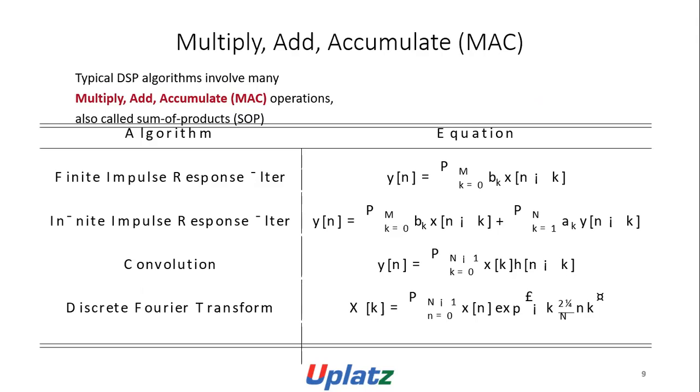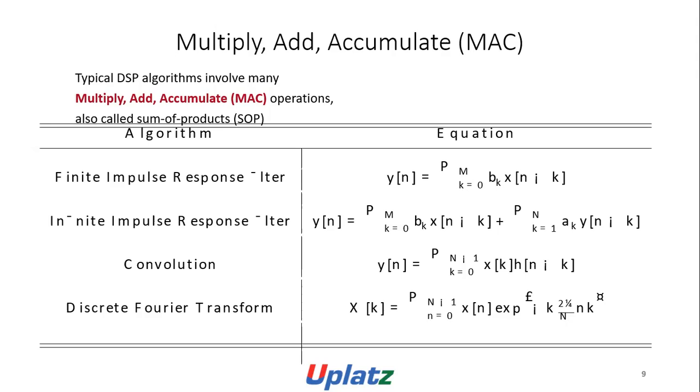Algorithm: finite impulse response filter, y[n] is equal to the sum over k equals 0 to M of b_k times x[n-k]. Infinite impulse response filter, y[n] is equal to the sum over k equals 0 to M of b_k times x[n-k] plus the sum over k equals 1 to N of a_k times y[n-k]. Convolution, y[n] is equal to the sum over k equals 0 to n-1 of x[k] times h[n-1-k].